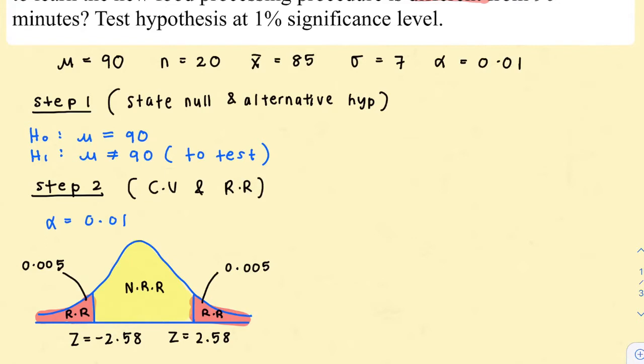What else? Critical value. Your critical value is the cut-off value between these two regions, so you have 2 critical values. Whenever you deal with sigma known, you have the z value here. How to find the z value is based on the z table. When you look at the z table with the probability 0.05, your z will be negative 2.58 for the left side and 2.58 for the right side.